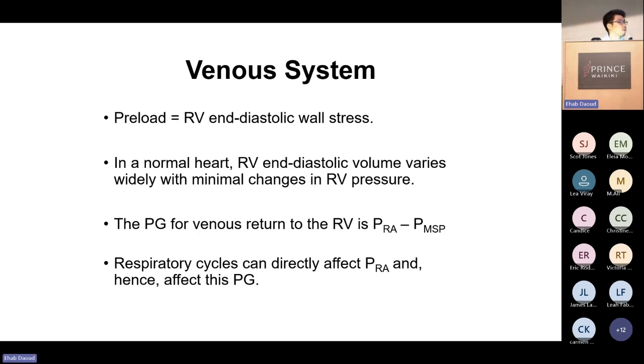And the respiratory cycle doesn't affect the mean systemic pressure here. However, the respiratory cycle affects right atrial pressure. And as a result, respiratory cycles affect the pressure gradient for the venous return. And that's how respiratory cycles alter venous return.